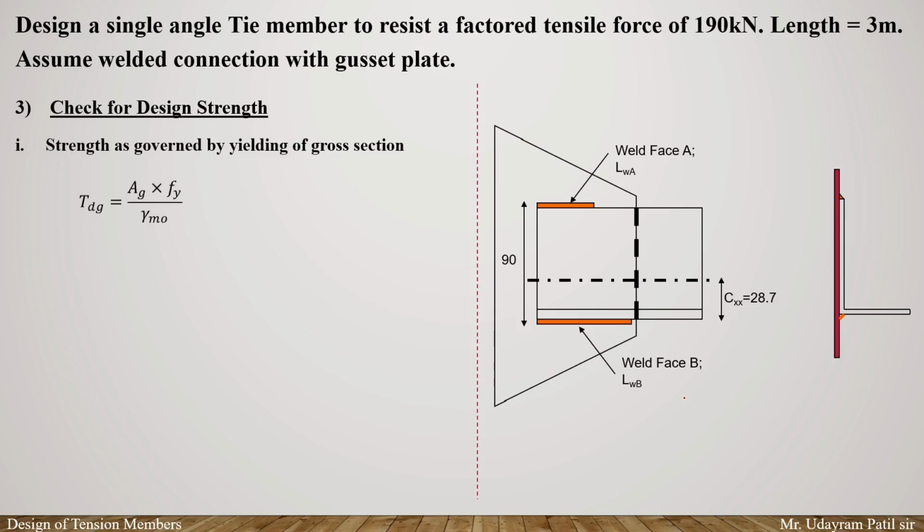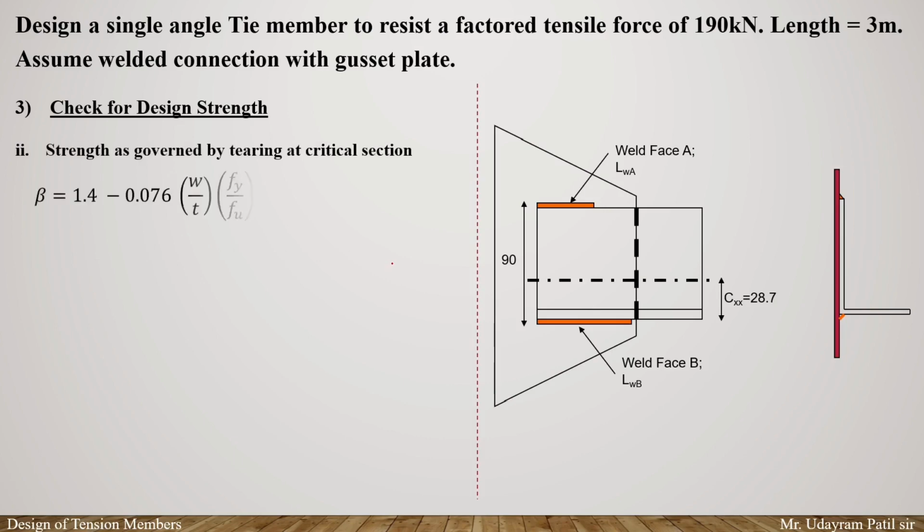So again TDG will be equals to AG multiplied by Fy. Again AG की वैल्यू आपका पता है, Fy की वैल्यू पता है, gamma m0. So putting all of that particular value, we get the value of the TDG as 196.5 kilo Newton. Okay, similarly the value of the TDM, that is the critical section.